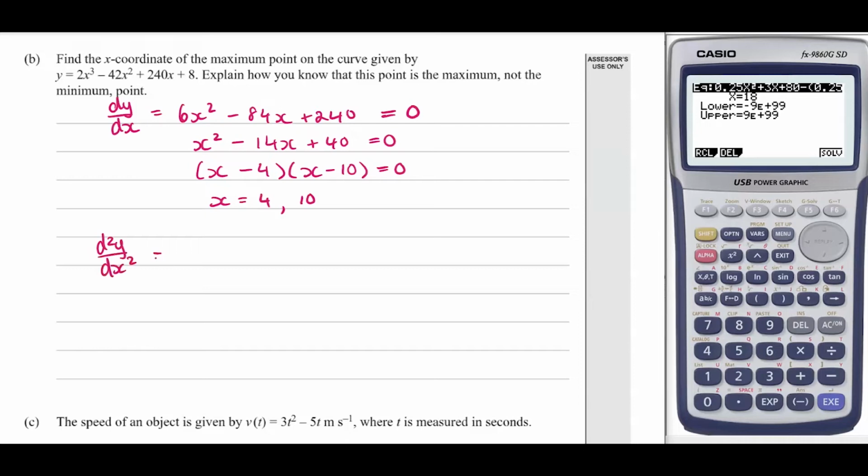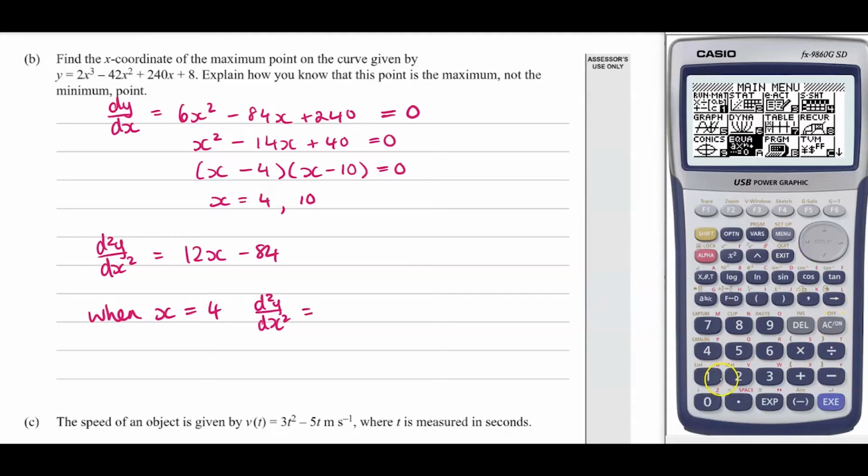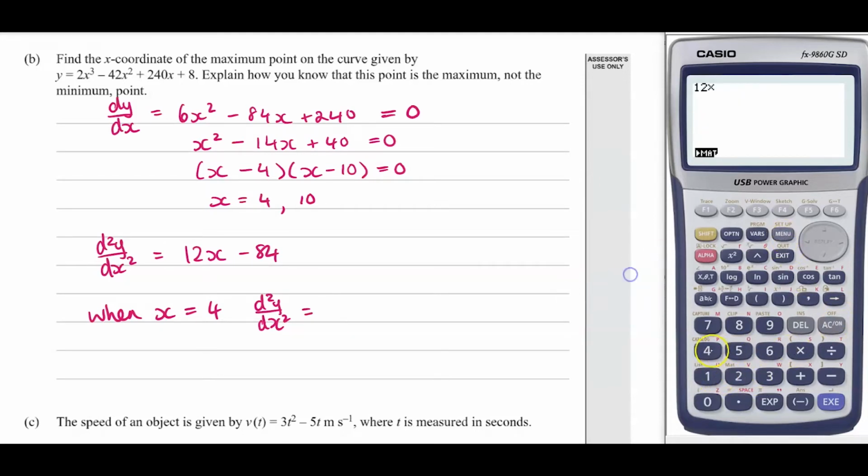So the second derivative is 12x minus 84. When x is, let's test out the 4, d2y dx squared will be equal to 12 times, oops, I'm in the wrong menu, hold on. There we go, 12 times 4 minus 84 is negative 36. That is less than 0, therefore it's a maximum. We found the one we want.